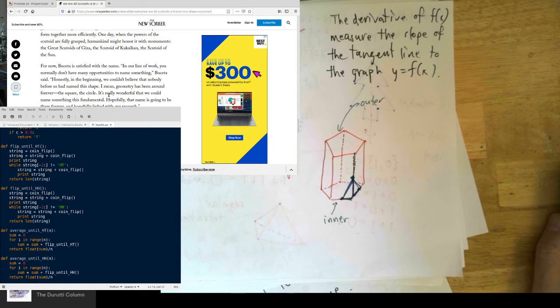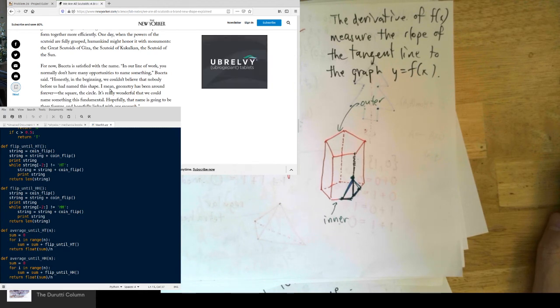For now, Buscetta is satisfied with the name. In our line of work, you don't normally have many opportunities to name something. Honestly, in the beginning, we couldn't believe that nobody before us had named this shape. I mean, geometry has been around forever, the square and the circle. It's really wonderful that we could name something so fundamental.